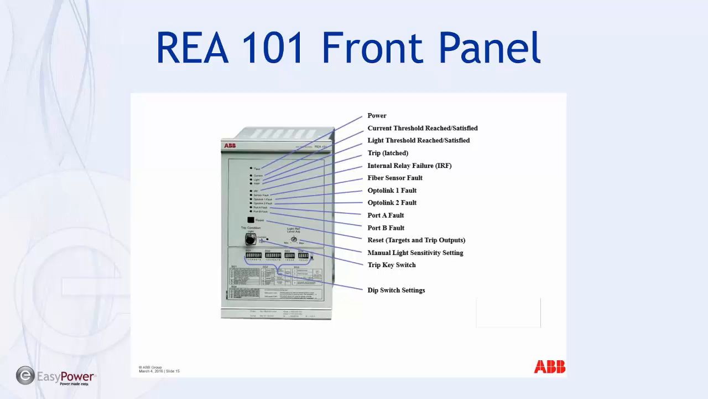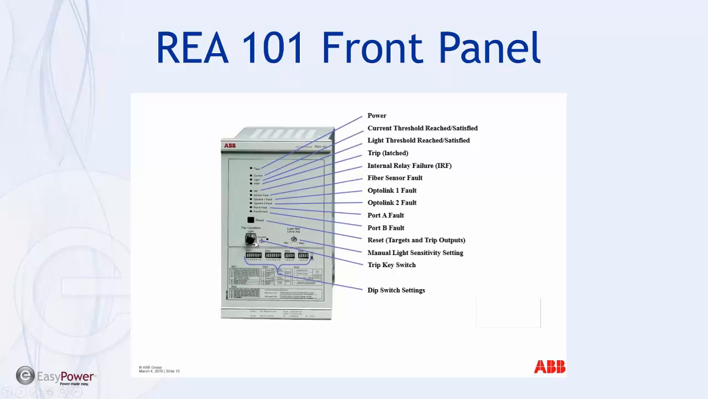Here's the REA 101 front panel. It has a power light. It also has 3 LEDs for the status of operation, current, light, and trip. It has LEDs if there's a relay failure. It also has LEDs to monitor the health of the connections and the sensor loops, the Optolinks connecting to another main unit if that's used, and also the RJ45 ports for the extension units. It has a reset. You can use a binary input to reset it, or you can just push the button on the front of the panel.